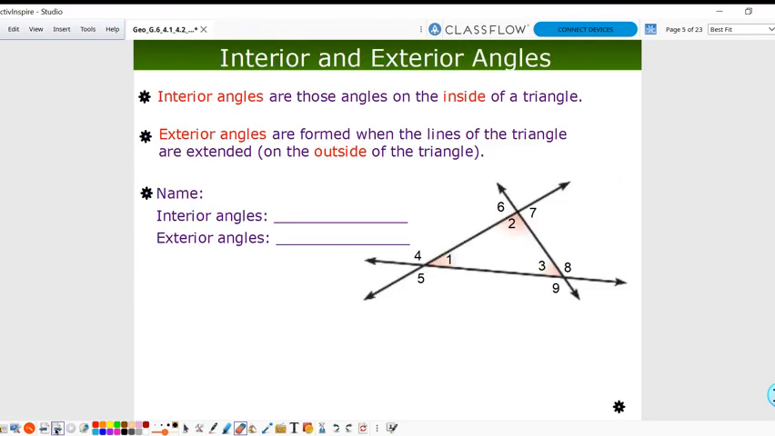There are also interior and exterior angles. Interior angles are those angles on the inside of a triangle. Exterior angles are formed when the lines of the triangle are extended, and the angles are therefore on the outside.